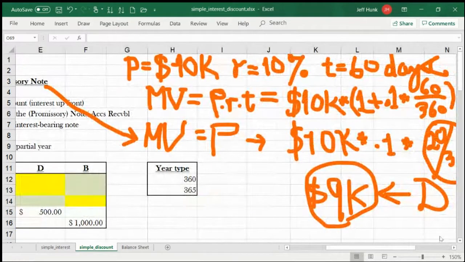But this was a very basic example. We just talked about non-interest-bearing notes, but we will need to talk about discounting interest-bearing notes too. So that will be in our next lecture.